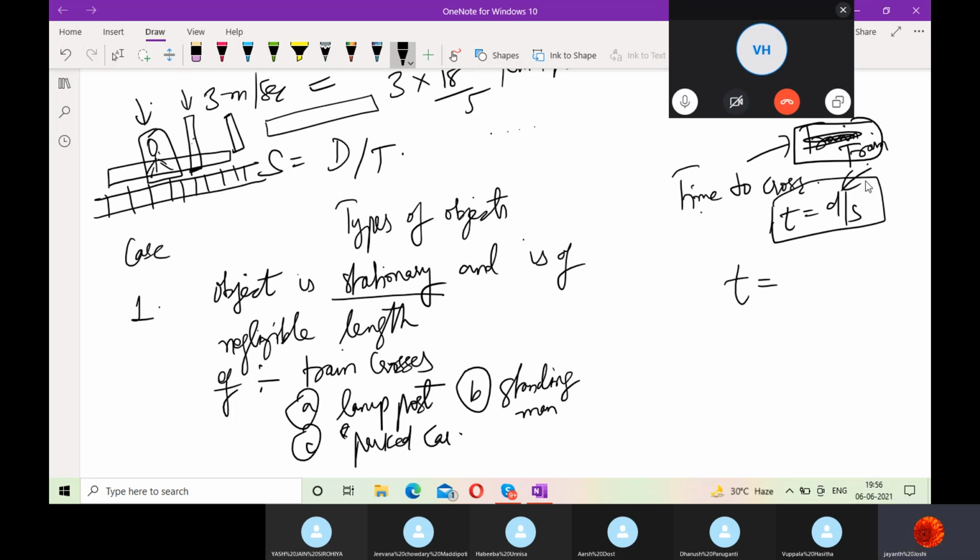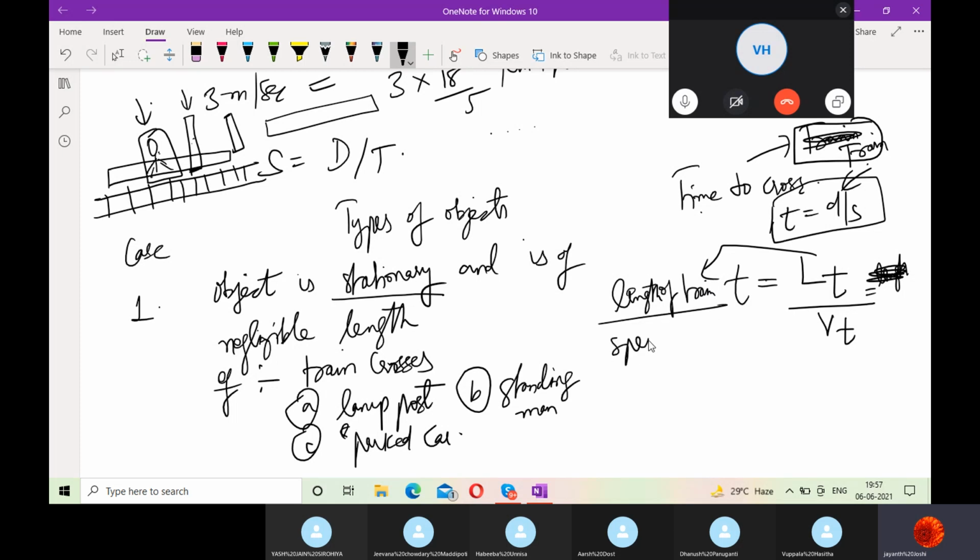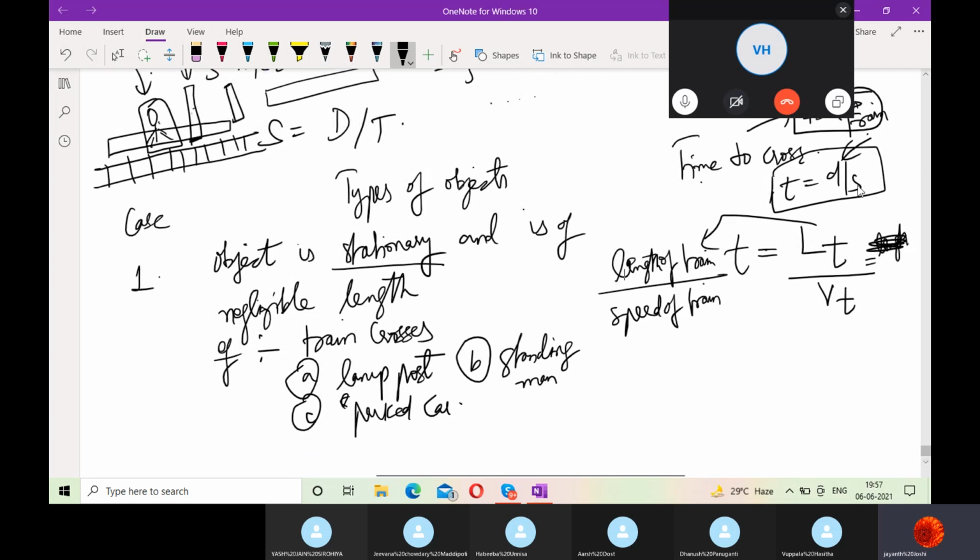So here what is the distance? The distance is nothing but the length of the train, divided by the speed of the train. Okay. So I'm writing here: length of train divided by speed of train. All of you make a note of this.